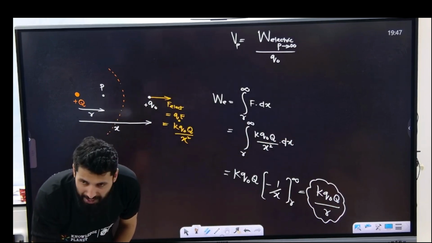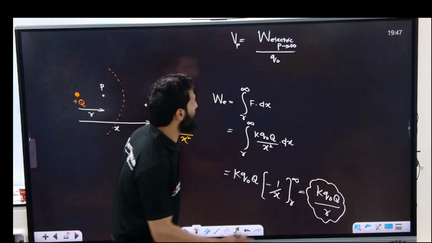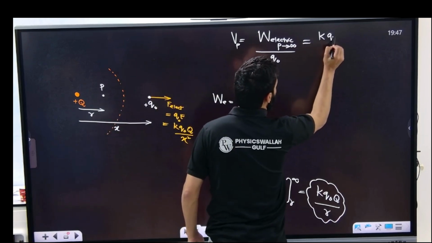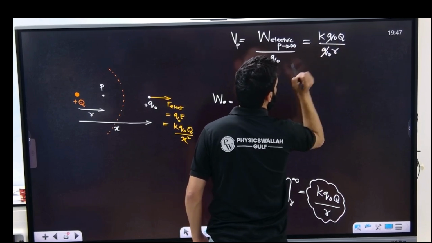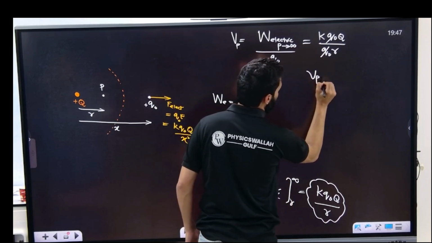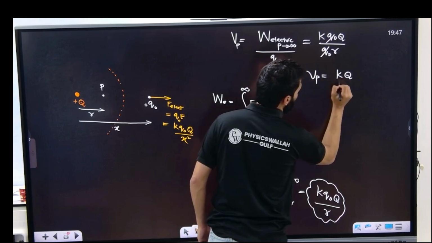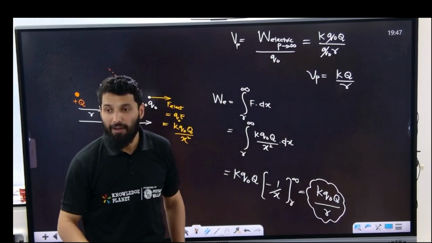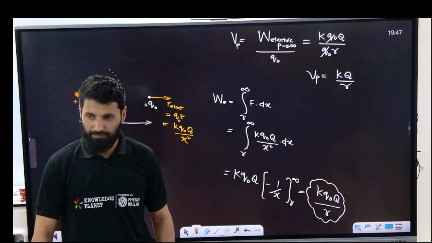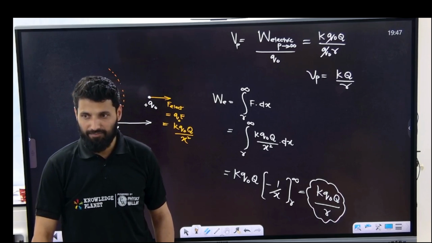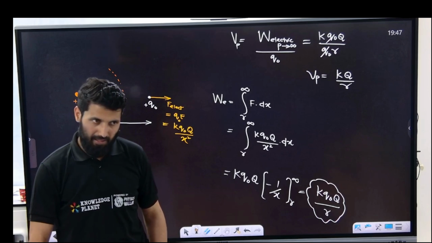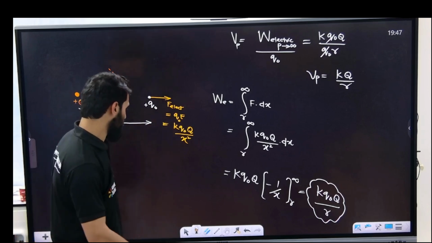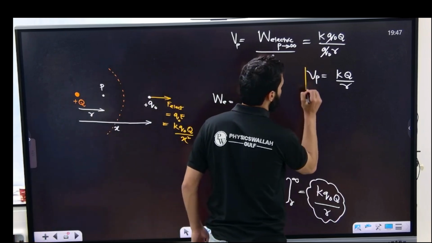But is this potential? No. Potential is defined per unit test charge. So what I will do is K q naught q divided by r, and q naught cancels. The potential at P is equal to K q by r due to a point charge. What is field? Is it clear? 100% clear? So this is my potential defined at any point P.